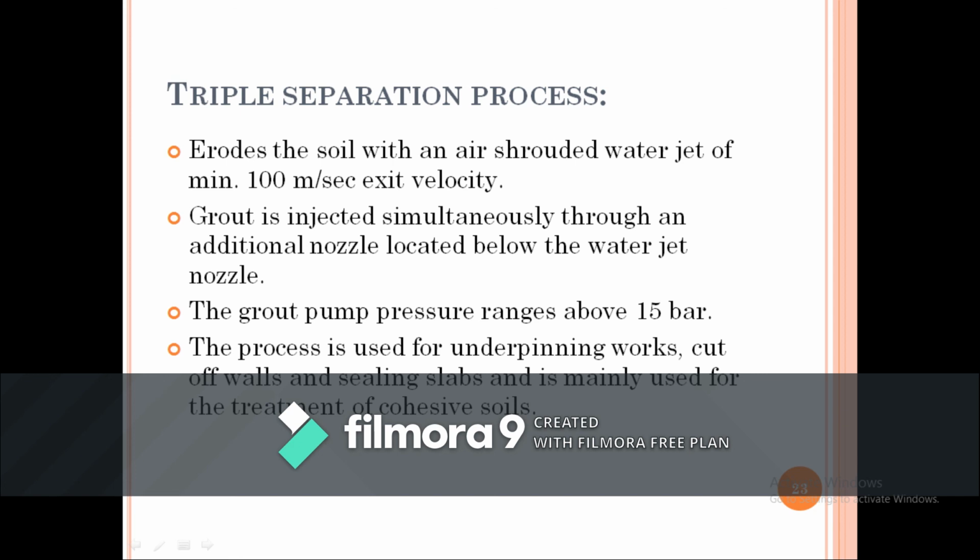But here in the triple separation process, you are creating an air jet that is eroding the soil. Erosion of the soil is taking place because of the water jet that is moving inside. Grout is injected simultaneously through an additional nozzle located below the water jet. It means you are creating a space first. You are washing that particular area using the water jet, and then you are allowing this grout to move inside. So both processes take place continuously and simultaneously.